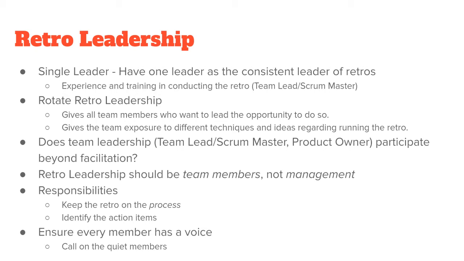The responsibilities, again, keep the retro on the process, identify the action items. This is one of the biggest things. And one of the things that we do, actually my current manager is really good at this. You brought this point up at the beginning of the meeting: everything that we bring up in a retro should be actionable. Otherwise it's just a complaint, right? So you have this column at the end of things that you want to accomplish out of this retro.